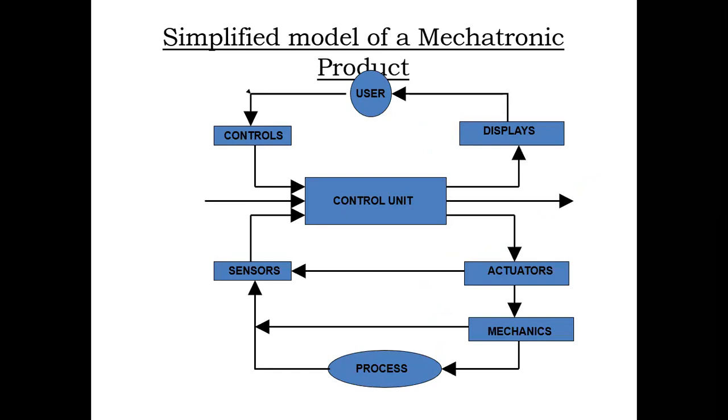So this is the simplified model of the mechatronics design process. That is the control unit. We are giving input, so set displays, control. So inputs are sensors, actual sensors. So outputs are actuators and machines.